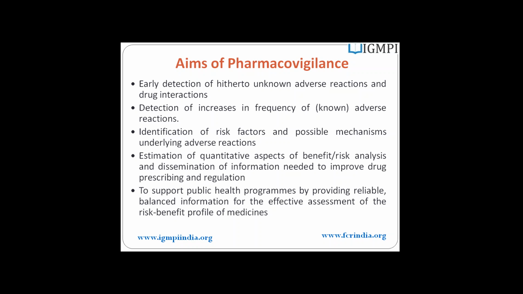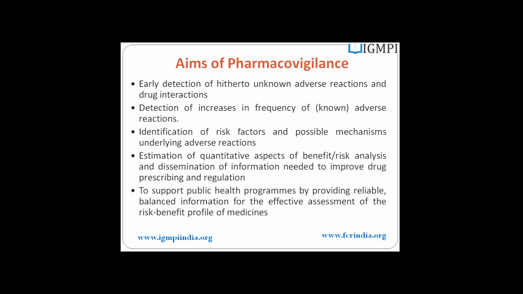The aim of pharmacovigilance is also detection of increases in frequency of known adverse reactions. If it is known that a particular event occurs with a particular drug, pharmacovigilance also takes into account whether the frequency of the known adverse event has increased or not. Because if the frequency of the particular known adverse event increases, then of course it's a signal in the pharmacovigilance domain. Some risk minimization steps should be undertaken.